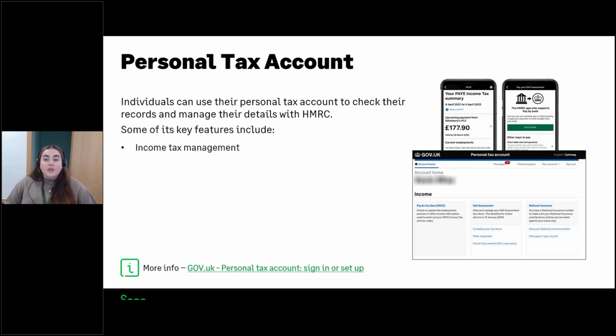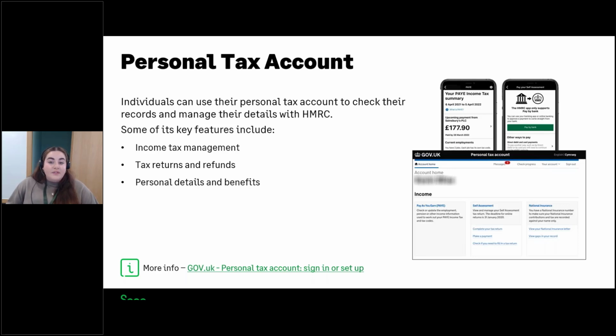So an individual can check their income tax estimate and tax code. They can view their income from work over the past 5 years and also check how much income tax they've paid in the previous 5 years as well. Tax returns and refunds. So an individual can fill in, send and view personal tax returns and claim any tax refunds that might be due.